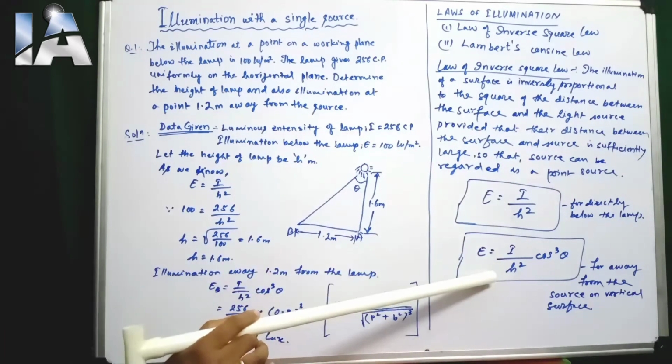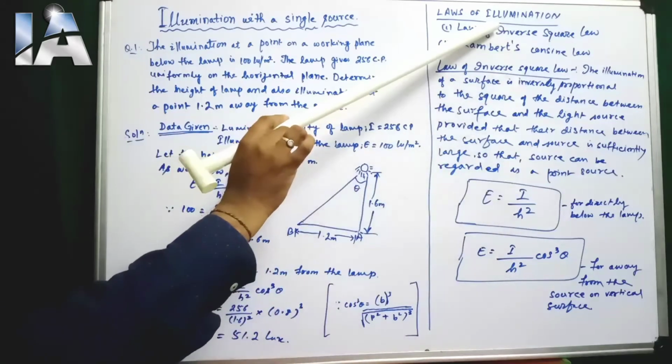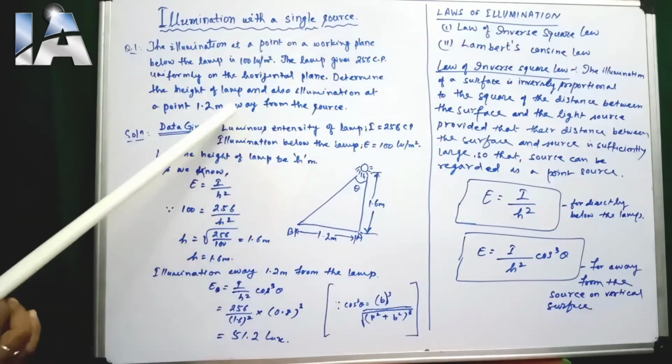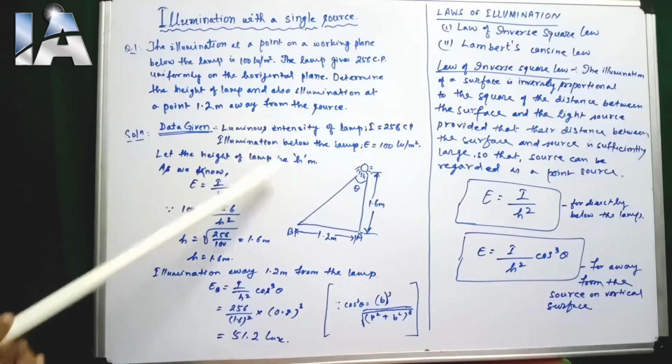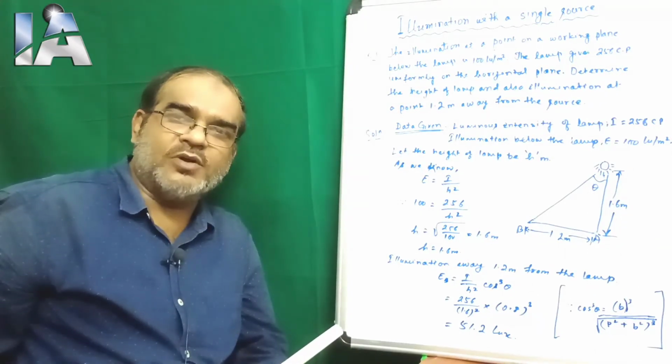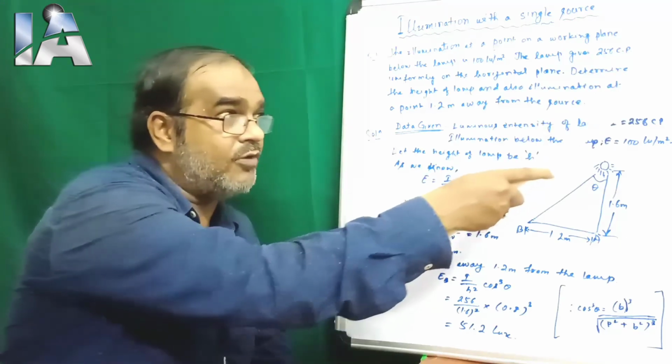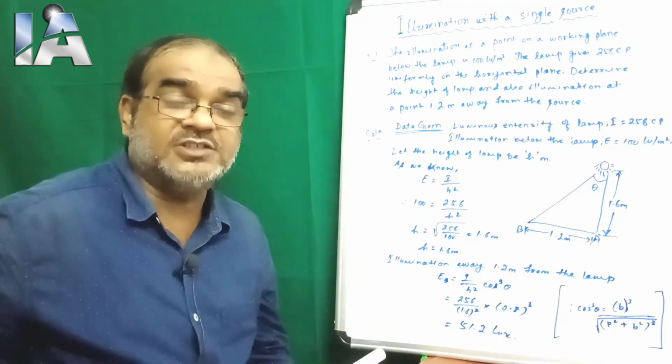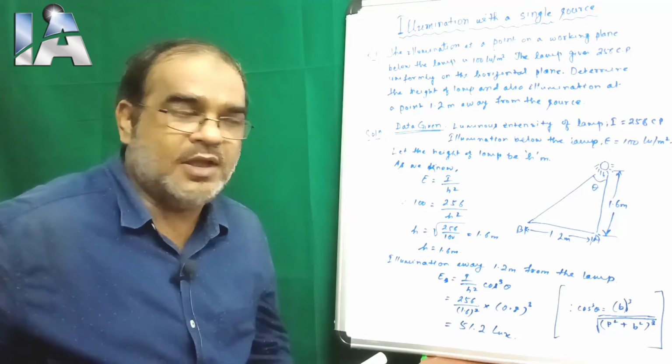So these are the two formulas we get from the first law, which is implemented in this problem, and we solved the problem using these two. You see how we solve the problem easily by using the law of illumination, that is, the first law, the inverse square law.